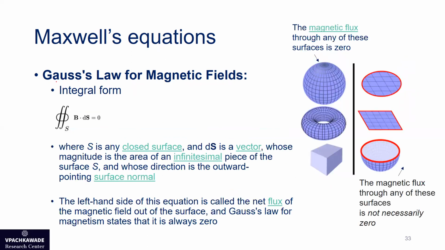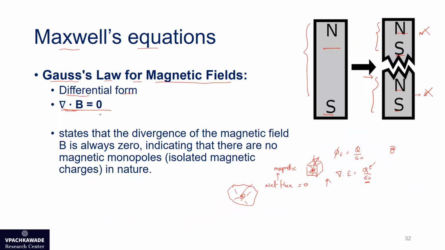The second way to understand Gauss's law for magnetic field is to understand its integral form. So we'll see what this equation means. It says the double surface integral of the magnetic field over the surface area enclosing that volume is equal to 0. So this equation and the previous equation are essentially saying the same thing.